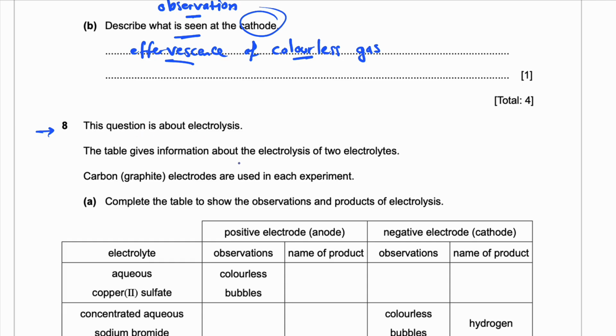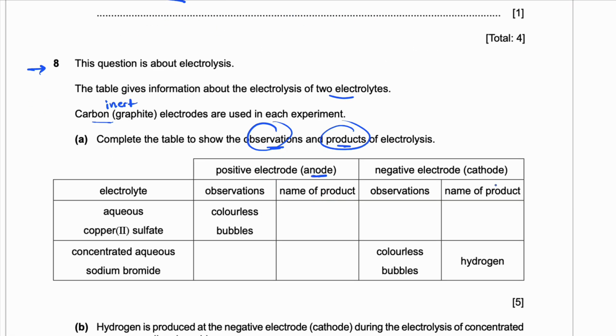The table gives information about the electrolysis of 2 electrolytes. Carbon or graphite electrodes are used in each experiment, which are inert. Complete the table to show the observations and products. So he needs what you're going to see, and he needs the identity of the produced substance. So at the anode and at the cathode, in case you have aqueous copper(II) sulfate.